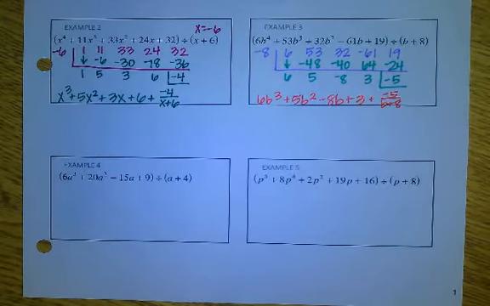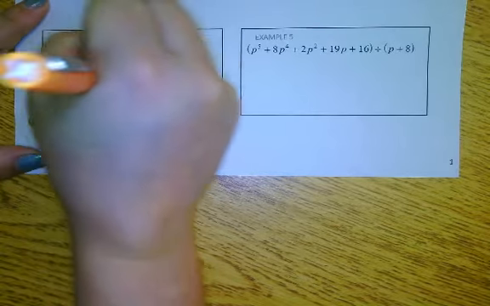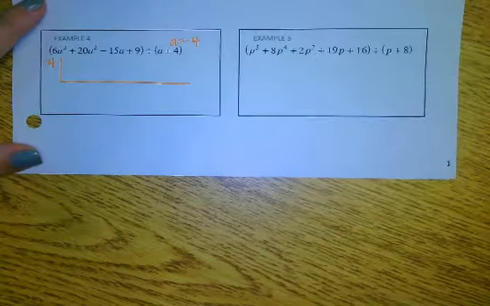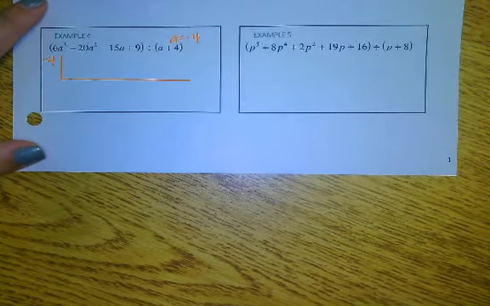Okay, next one. What's going on the outside? -4. Okay, are we in standard form? Okay, are we missing any terms? Nope. So 6, 20, -15, and 9. First step, bring the 6 down. Then what? -24, you add and get.